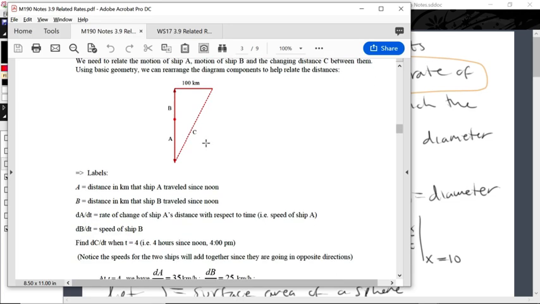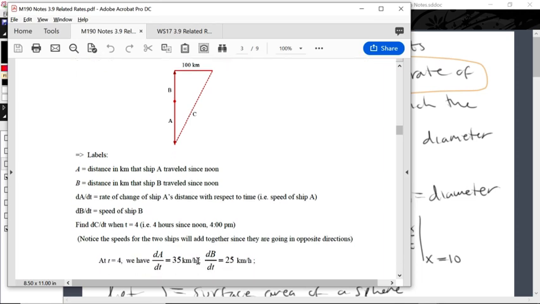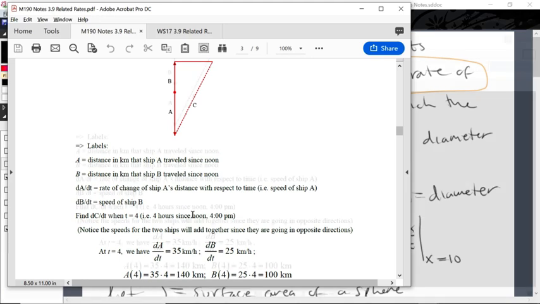Let's label all the known quantities. We have A, we have B, but also, putting this in motion, we have dA/dt. What was that amount? Well, that was 35 kilometers per hour. This distance here, from this point to here, is increasing at the rate of 35 kilometers per hour. And dB/dt, the speed of ship B, to this length right here, is increasing at 25 kilometers per hour. So dB/dt is going to be 25 kilometers per hour.